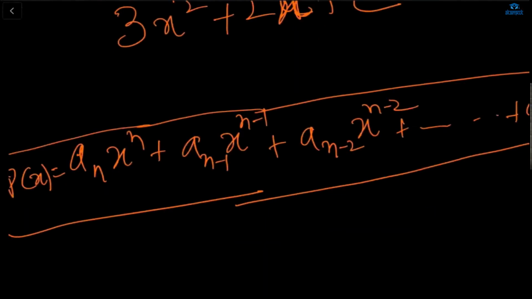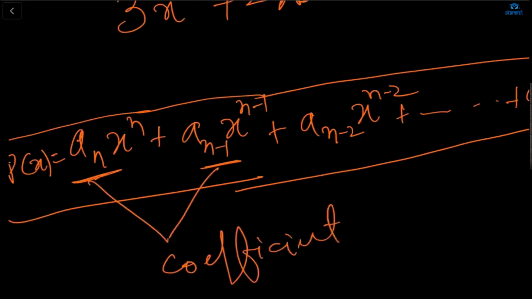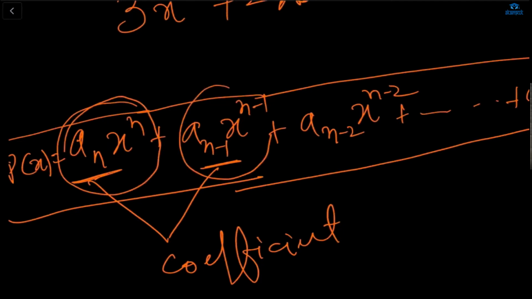So what is this a_n? a_n, a_(n-1) are the coefficients, the values which come with the variable. These are called coefficients. Here a_n is the coefficient of x to the power n, and a_(n-1) is the coefficient of x to the power n minus 1. And these single values, which are separated by plus signs, are called terms. This whole thing denotes a term. And then there is an operator, which can be a plus operator, a minus operator, anything.